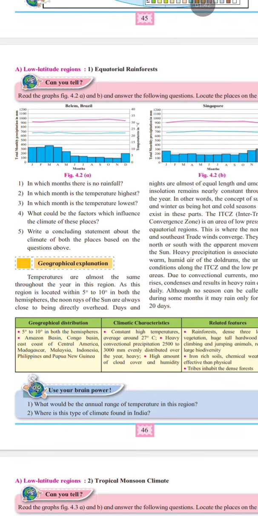Here, on the basis of these two graphs, they have asked a couple of questions. So the first question is, in which months is there no rainfall? In both the diagrams you can see, in both Belém and Singapore, it rains throughout the year. This is the answer. In both Belém and Singapore, it rains throughout the year.